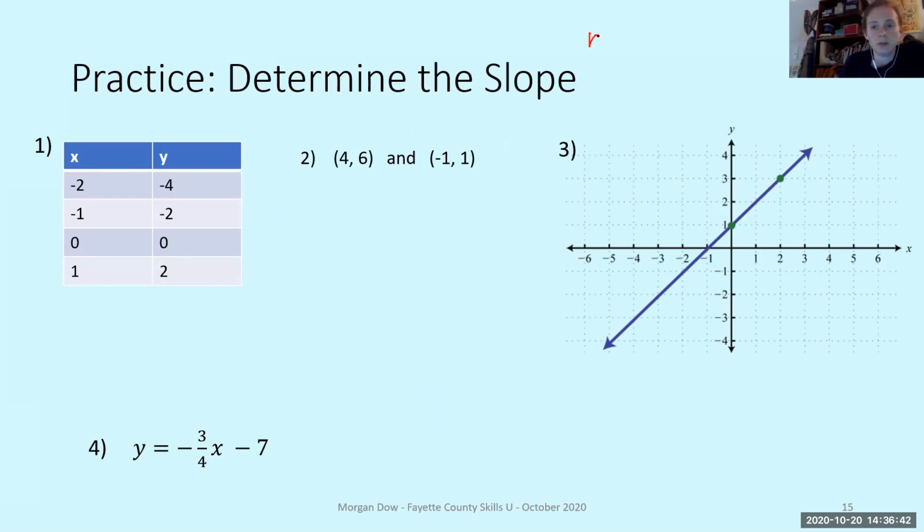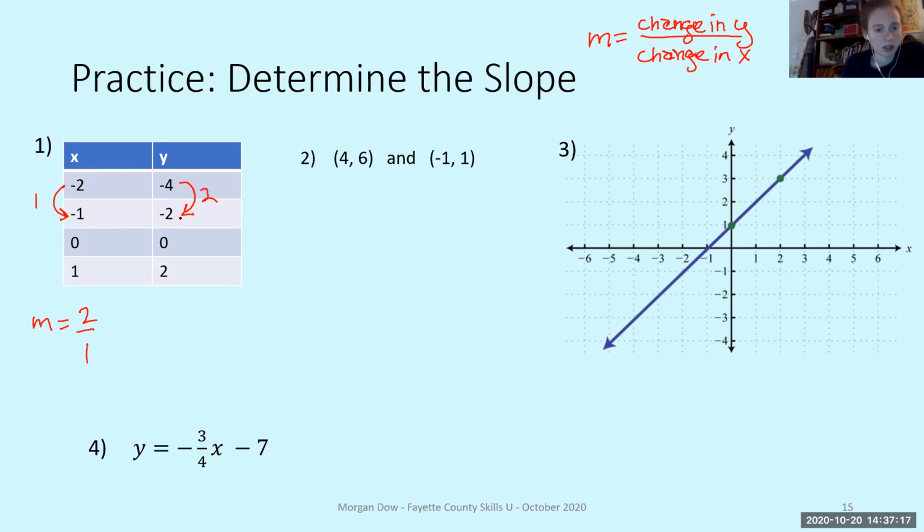So number one, we've got a table. For each of these, we want to remember that slope is change in y compared to change in x. So for number one, if I look at my y's first, I'm going from -4 to -2. So I'm increasing by 2. And then -2 to -1, I'm increasing by 1. So it looks like my slope is going to be 2/1, which is just 2 when you simplify it.